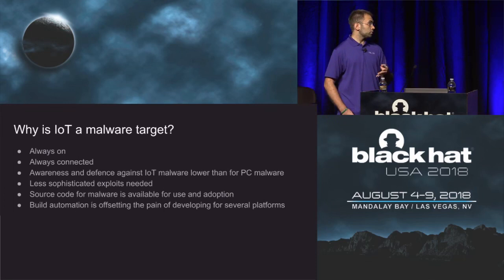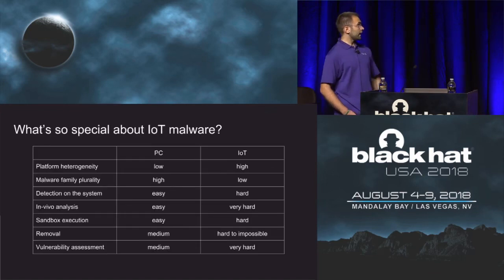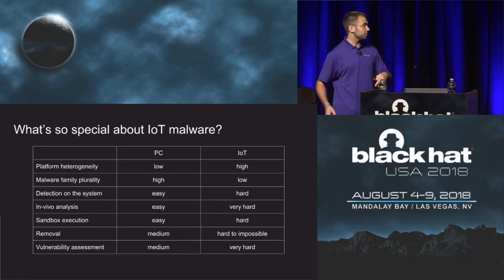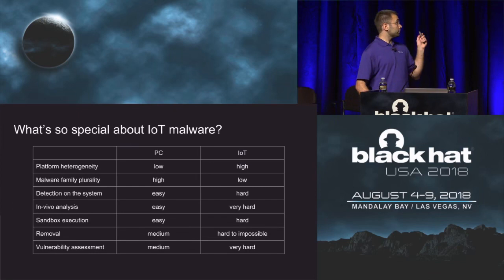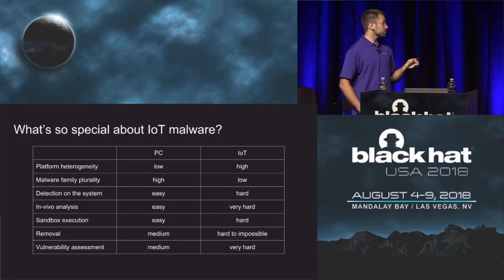And second, what used to be a problem, build automation, is now slowly going away because hackers, black hat hackers, have started building frameworks where you can just roll your IoT malware and have it deployed on a large number of different devices. So in IoT, we have high platform heterogeneity, different processors, different devices. We have still a low number of malware families compared to PC, where we have thousands.